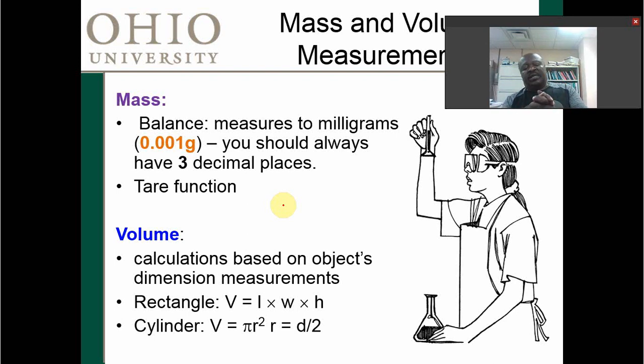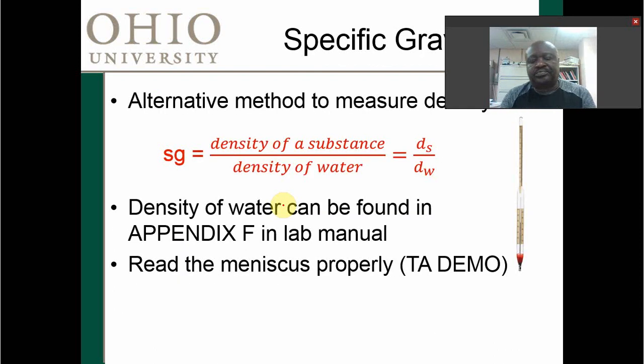And for volume, it depends what we have. If we have a solid, we're going to then determine the dimensions. If it's a regular object, then we can determine the dimensions, and from that be able to calculate the volume. Well, that works very well. And so we can take liquids and determine the volume. Most of them work very well, but it turns out that certain things don't work very well.